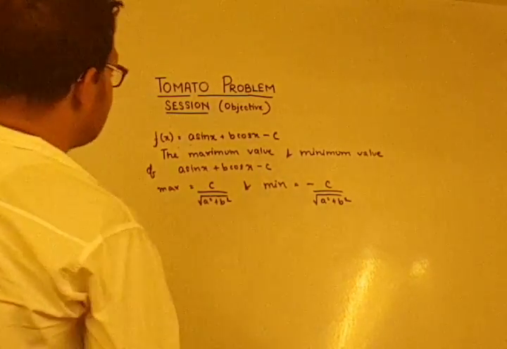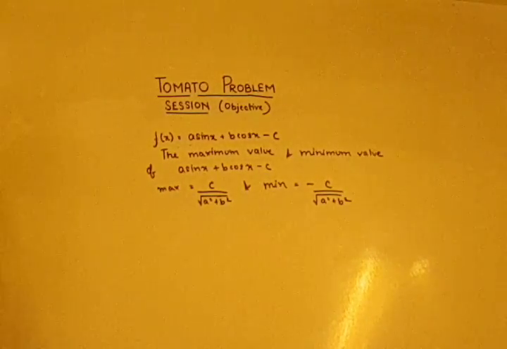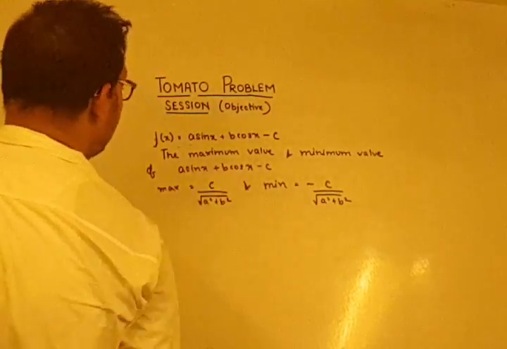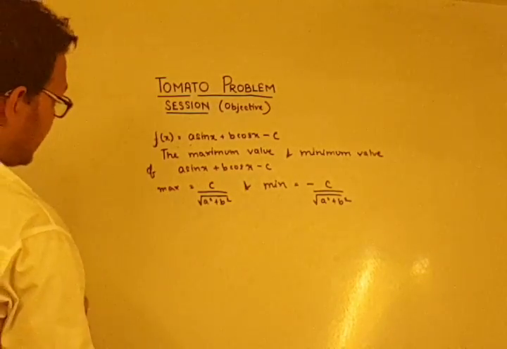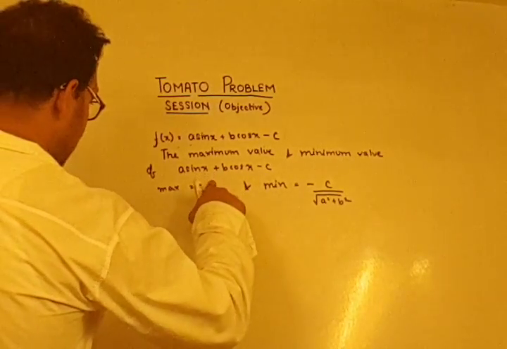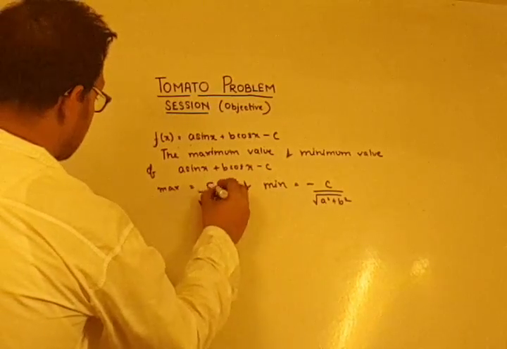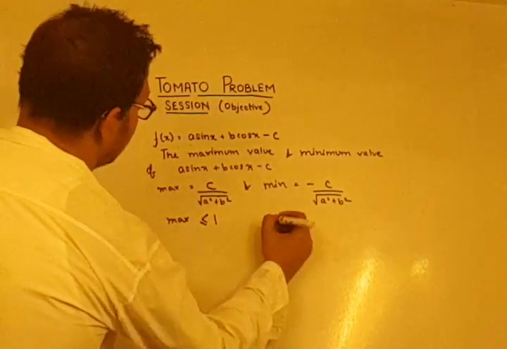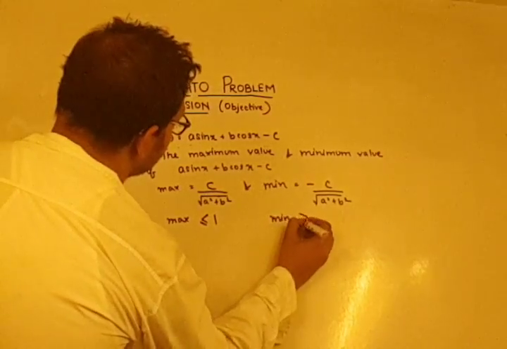So this is the maximum value that the expression can obtain and this is the minimum value that the expression can obtain. And of course, if you remove the condition on c, I can just say that the maximum value is less than or equal to 1 and the minimum value is greater than or equal to minus 1.